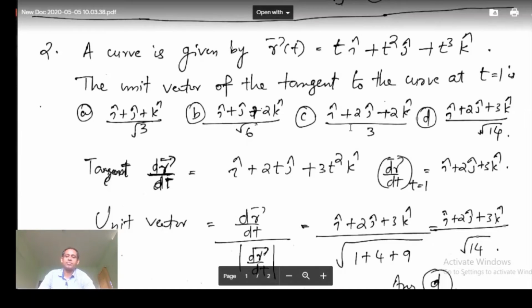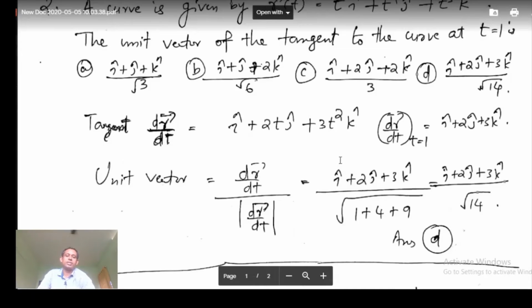The tangent is given by dr by dt. So here this is r, it's a function of time. The tangent is given by dr by dt, so we have to differentiate this with respect to t. So we will have i plus 2t j plus 3t square k, and we have to determine it at t equal to 1. So dr by dt at t equal to 1 will be i plus 2j plus 3k.